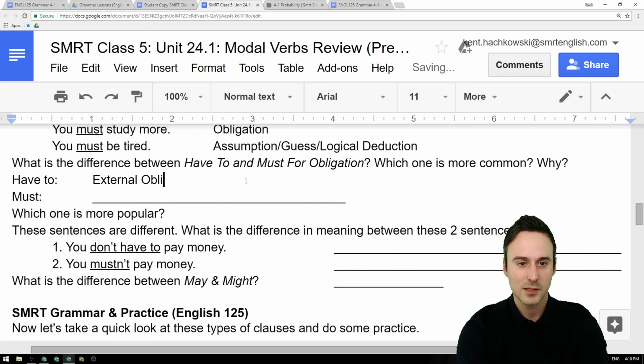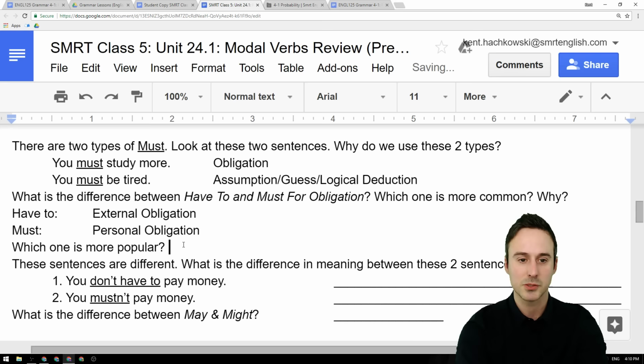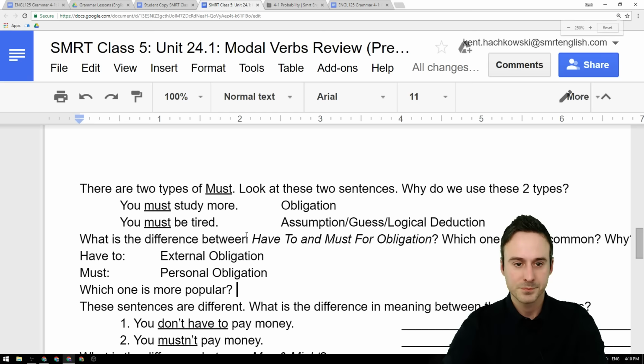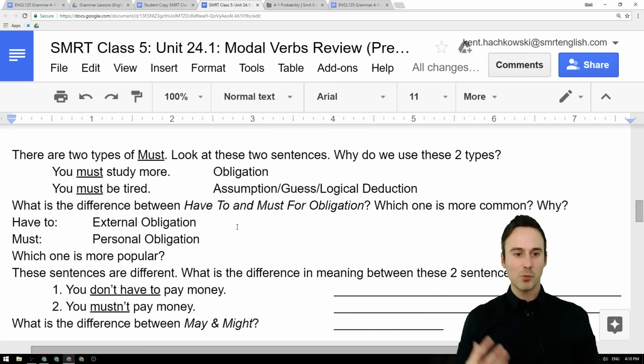External obligation and personal obligation. I think they're very similar, right? I don't know if one is necessarily stronger than the other. They're both important, but one is more popular, and I want you guys to also think about which one is more popular in English, because we don't use one of them all the time. Okay, so in English, I think we external, yes. Yeah. So what we like to do in English is we have an external obligation.